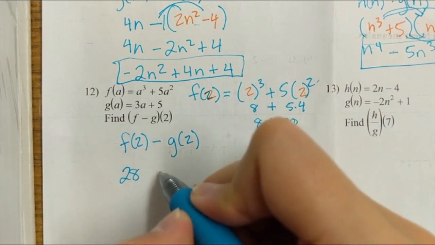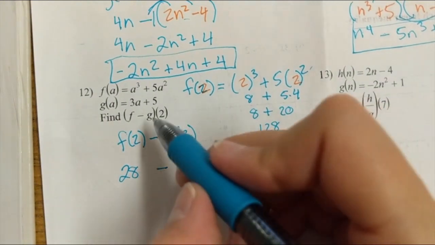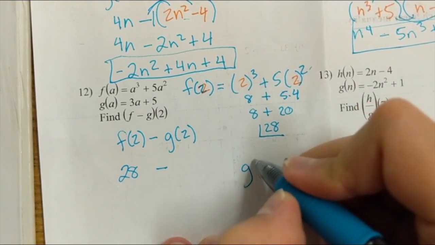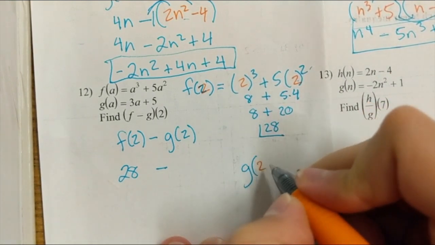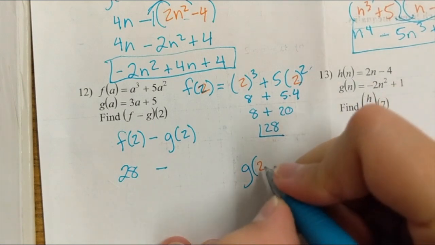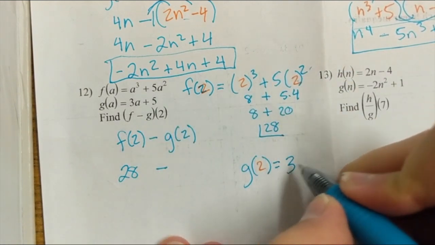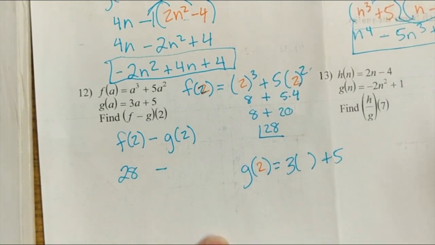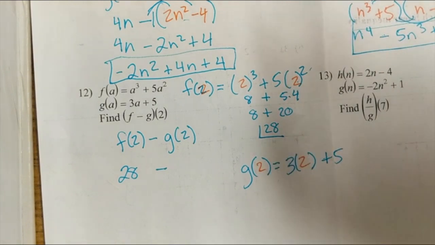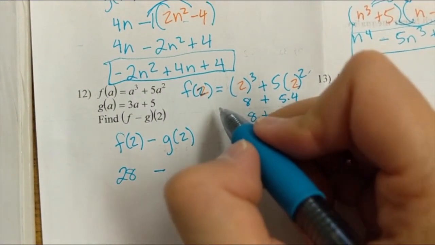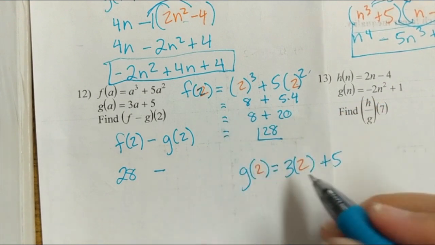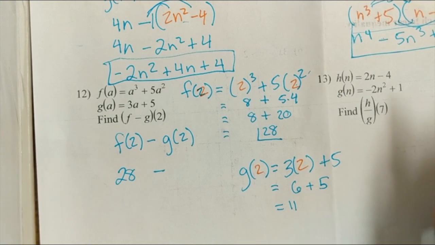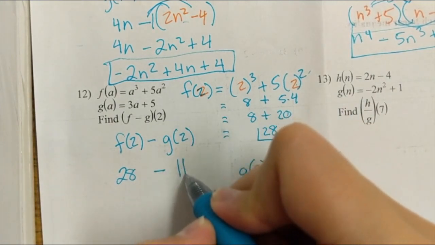Awesome. Minus. Now, I'm going to find g of 2. That's also what I need to do. I kind of ran out of room. So g of 2 is 3 times something plus 5. So our something is our variable, and that variable is being replaced by a 2. So we end up getting 6 plus 5, which is 11. G of 2 is 11.